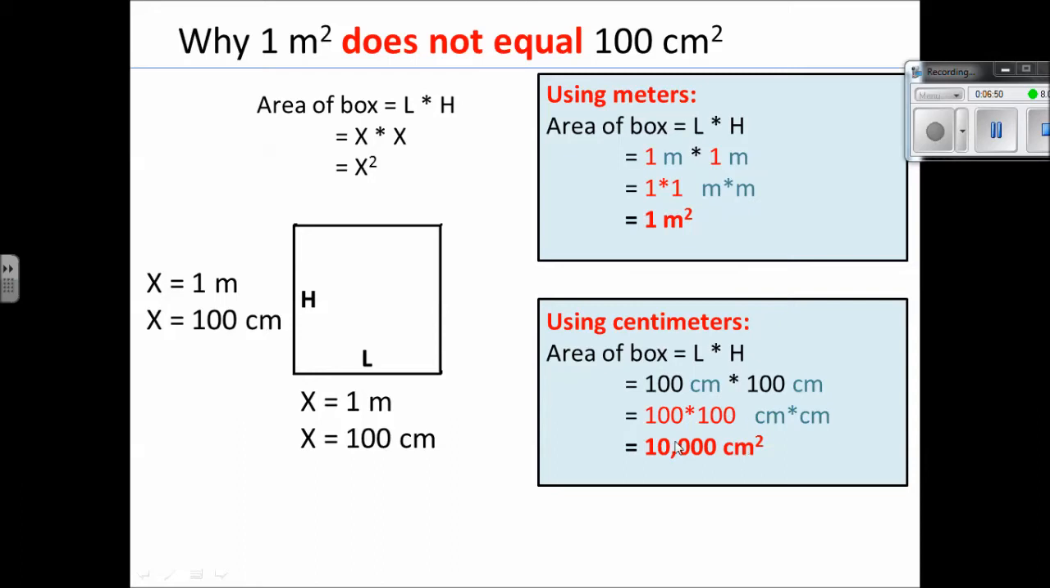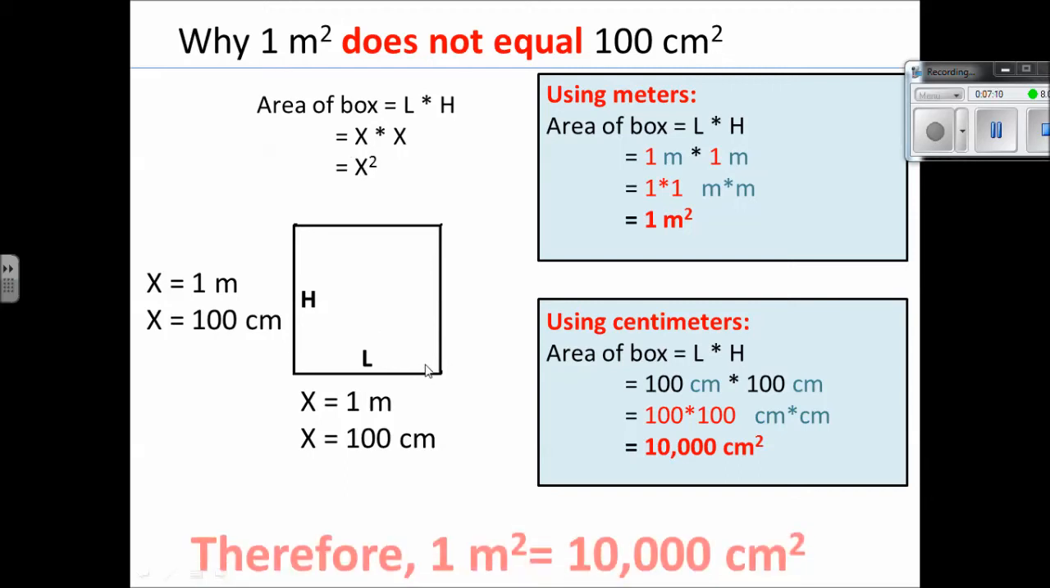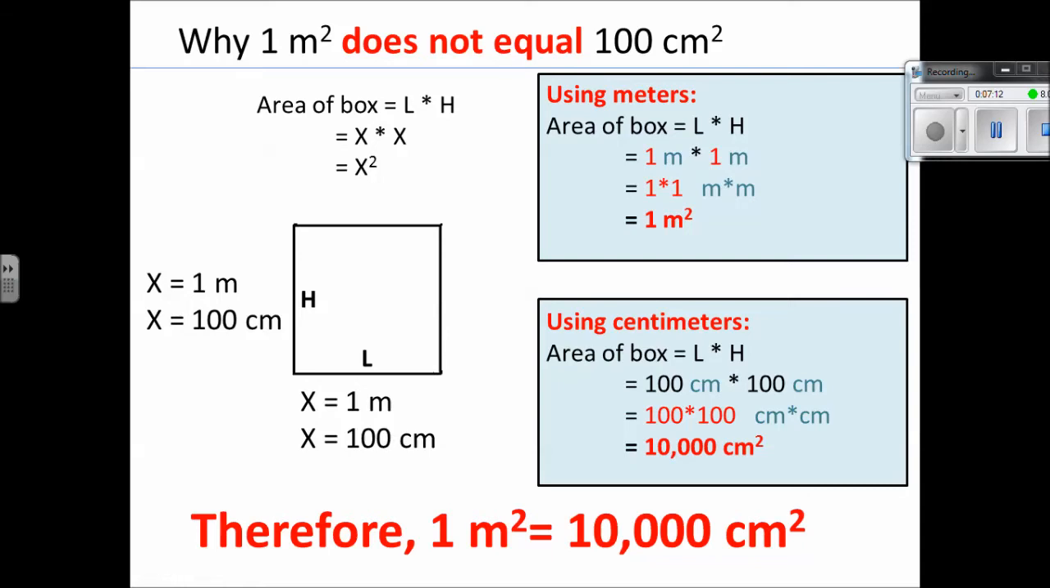And what that means is that if you had a 1 centimeter squared box, it would take 10,000 of them to fill this giant box right here. And I'll go on and show you a real life example later in this video. But what this ultimately means is that 1 meter squared doesn't equal 100 centimeters squared. 1 meter squared equals 10,000 centimeters squared.